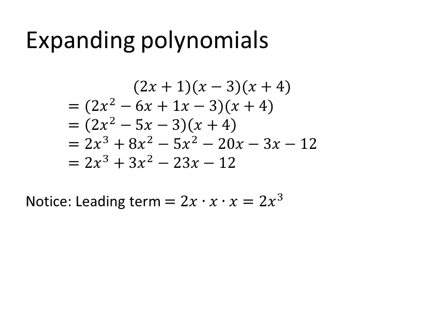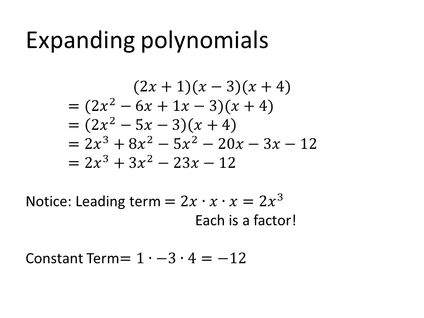Notice that the leading terms, or the leading numbers in each of the terms, 2x and x, multiply to give us the leading term of that expanded form. Each of those original terms is a factor of 2x cubed. The same thing is true with the constant term. Negative 12 is found by multiplying 1 times negative 3 times 4, the constant terms of each of the linear factors. In this case, each of these is also a factor of negative 12.